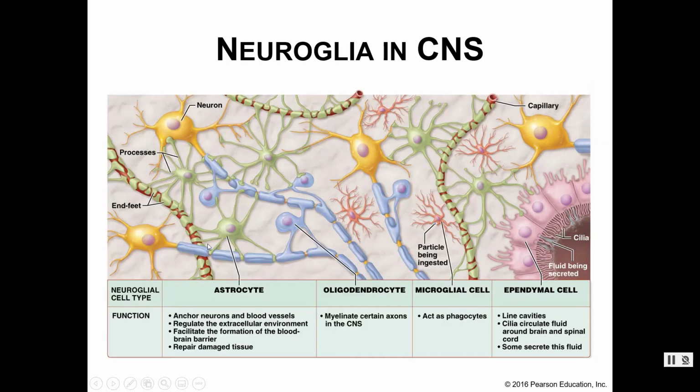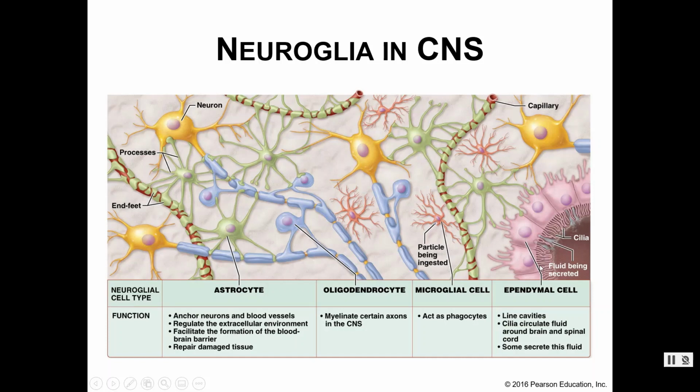So here's our recap. Our astrocytes have the little end feet. They hold everybody in place. They make the blood-brain barrier, etc. Your oligodendrocytes make myelin in the central nervous system. That's what all the blue stuff is. Your microglial cells are phagocytes, so they eat things. And then your ependymal cells make and circulate cerebrospinal fluid.